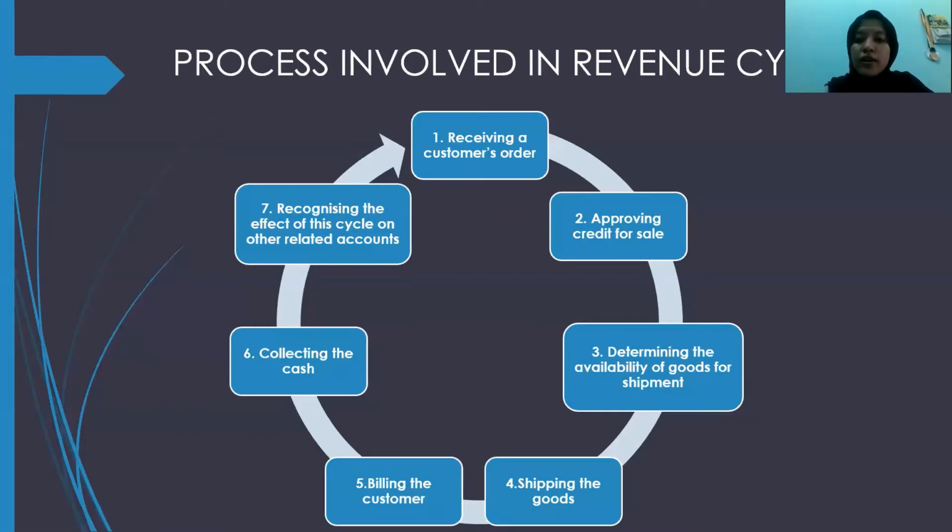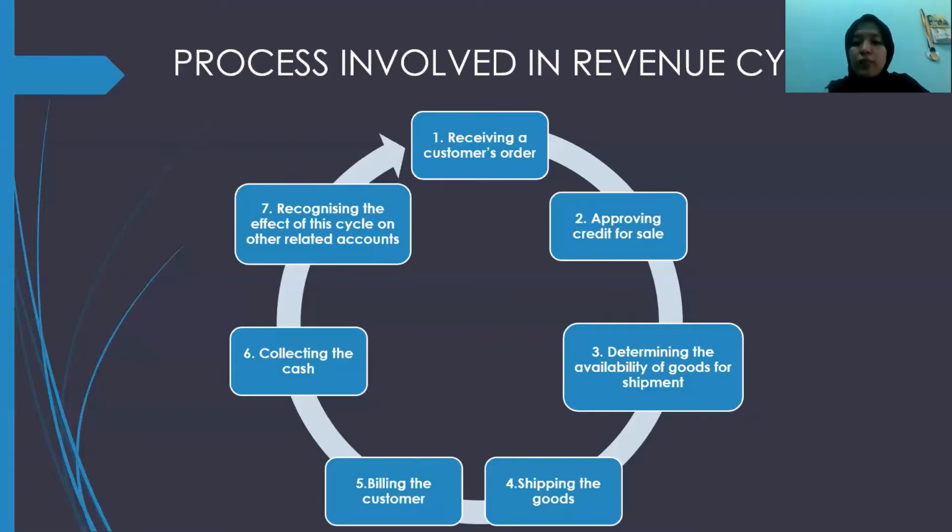The fourth process is shipping of goods. When the goods have been shipped to the customer, the revenue will be recognized and the bill of lading will be prepared by the company. The fifth process involved is billing the customer. Invoices will be prepared by the company when there is evidence of the shipment of the goods. The customer will be billed with a sales invoice that includes the price and other charges detail of the goods purchased.